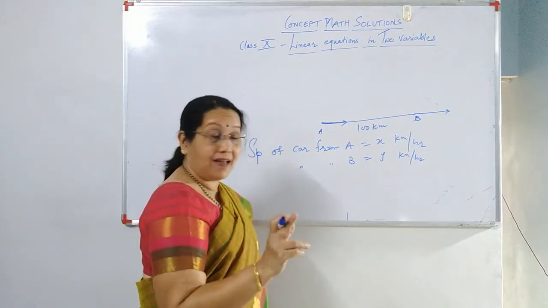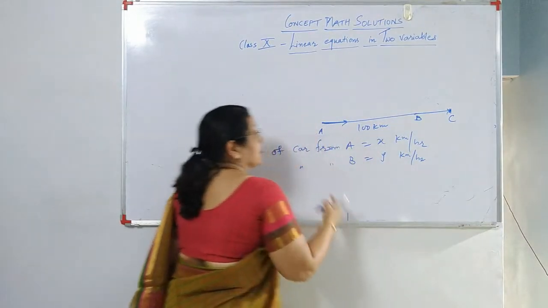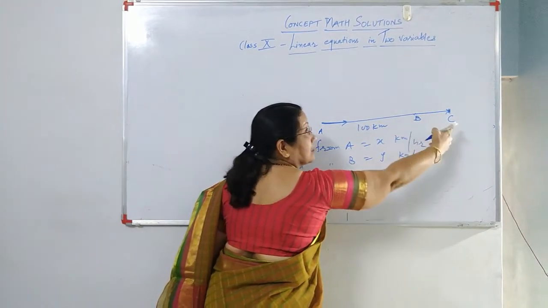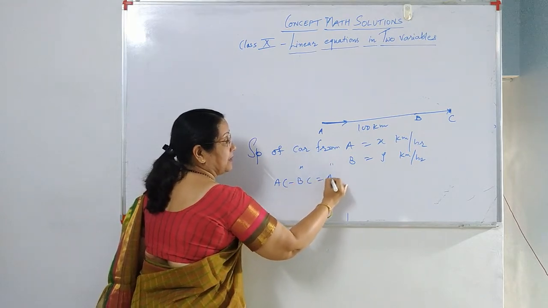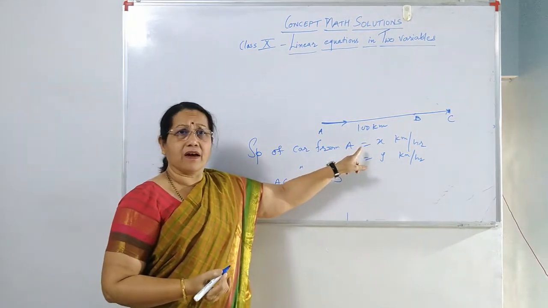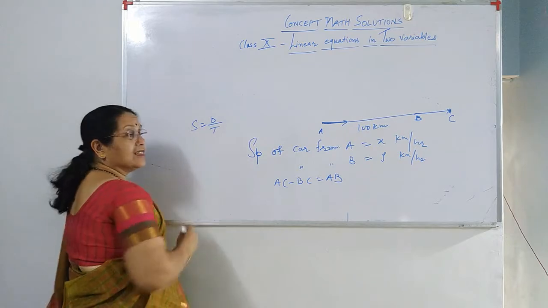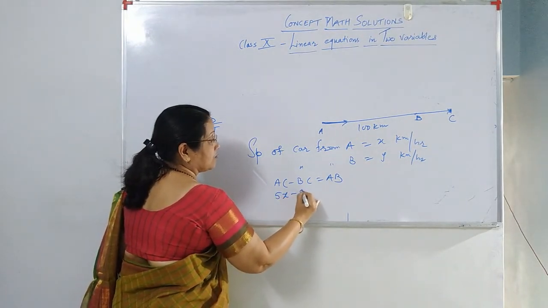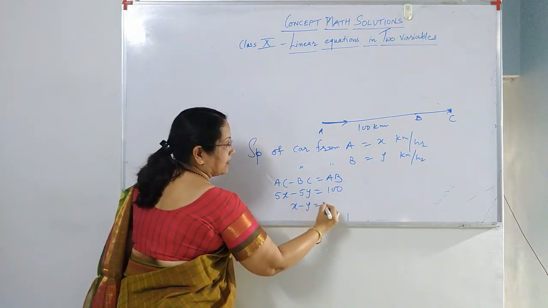Speed is distance by time, and suppose the cars meet at C. So this car covers distance AC and this car covers distance BC, and we know AC minus BC is AB. Right? Now this car takes 5 hours. Speed is distance by time, so distance is speed into time. So this is 5x minus 5y. AB is 100. That is x minus y is 20.